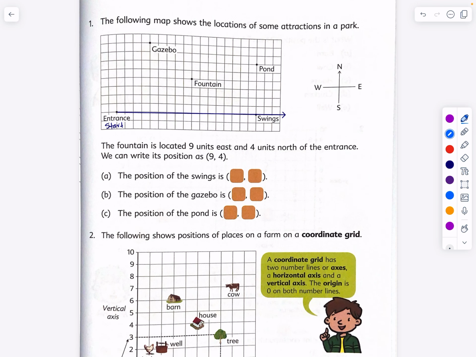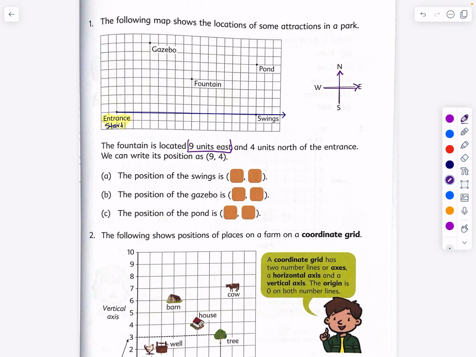The following map shows the locations of some attractions at the park. I already took the freedom to label the entrance, which is your starting point, as you're looking for the gazebo, fountain, swings, or the pond. Please keep in mind, that's very important, the way to orient ourselves in space is to understand which way is north and which way is east and west. Typically on maps, north is pointing upward, south goes down, and east and west go side to side.